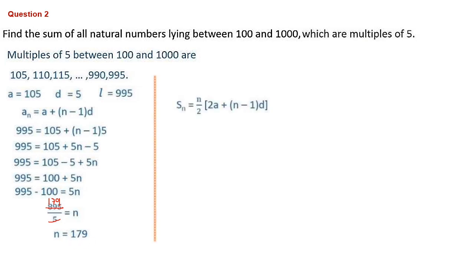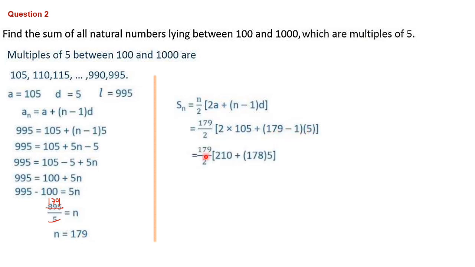So now all the values we are having. Sn is equal to n by 2 into 2a plus n minus 1 into d. This formula, or this formula n by 2 into a plus l, you can use either. Here I am using this one for making you familiar with the formula. That is n is 179 divided by 2 into 2a, that is 2 into 105, plus n minus 1, n is 179, 179 minus 1, into d is 5.